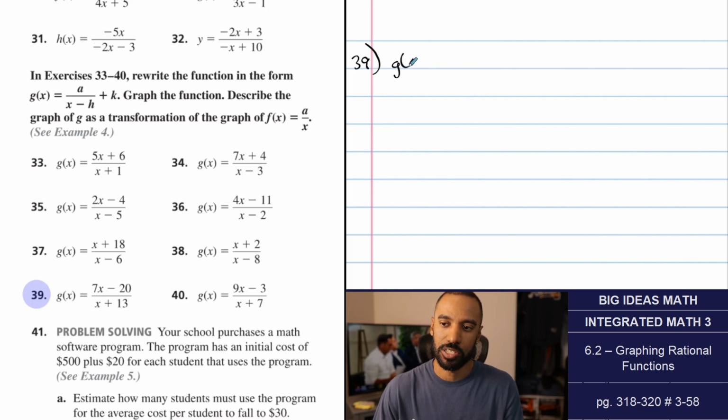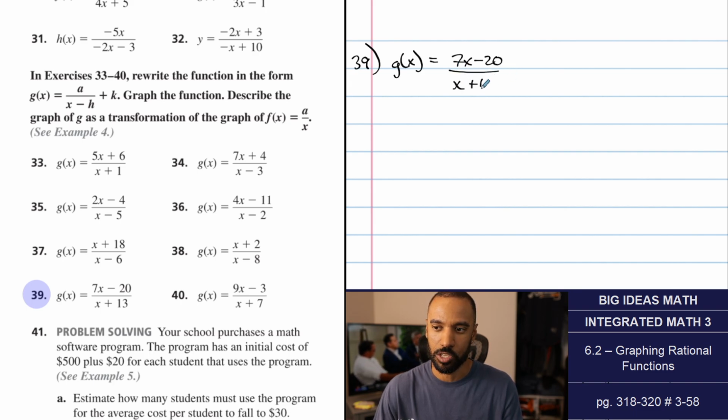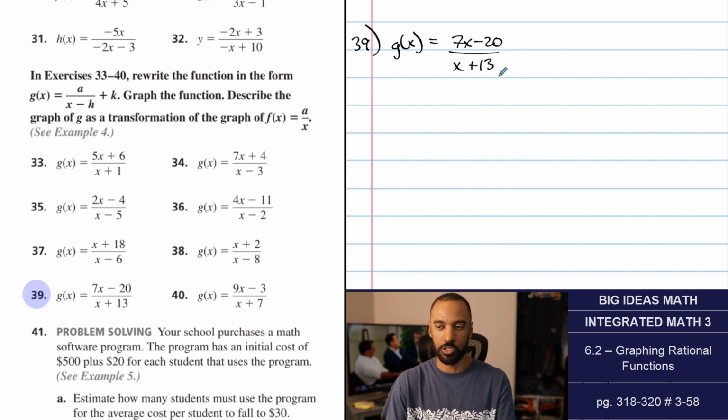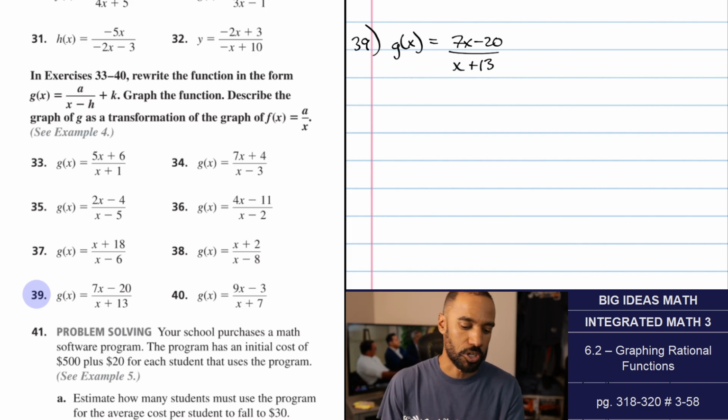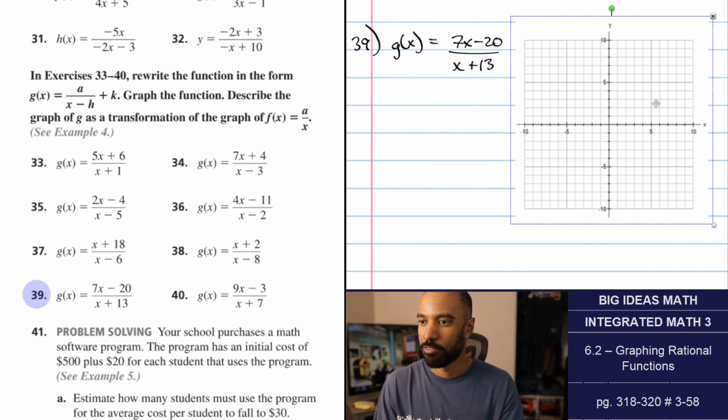So number 39. We have g of x equals 7x minus 20 over something. I'll tell you what, the x and y-intercepts of these would be a nightmare. Let's see what happens on the graphs in general, just through our division. Let's paste this graph in.